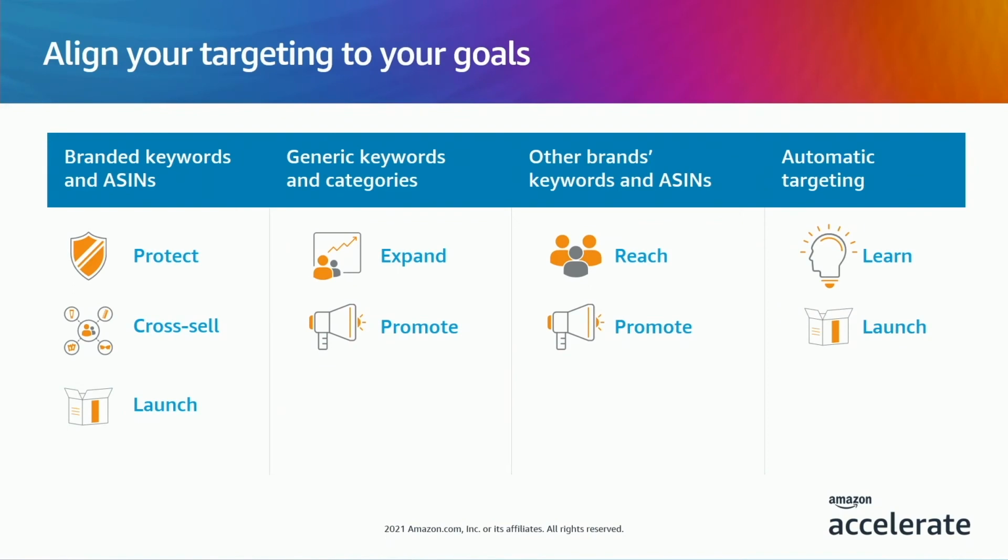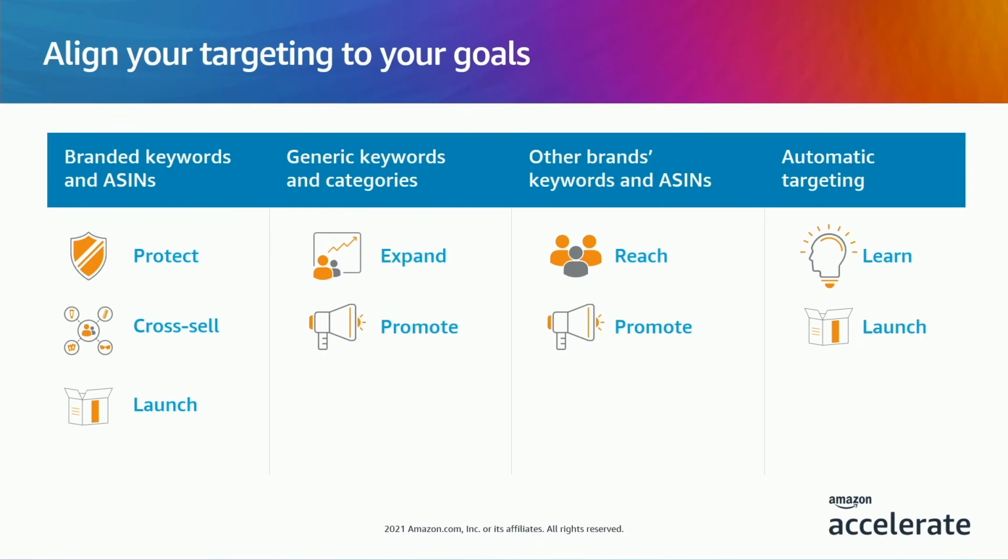I want to quickly reiterate how important it is to remember the goal that you have for your campaign, as this will help inform what type of targeting will be the best to help you achieve your business goals. Here are 4 examples of how different targeting methods can support specific business goals. Branded keywords and ASINs, which are keywords that contain the name of the brand or owned ASINs, are suitable if your strategies are things like protect, cross-sell, upsell, or launching a new product.